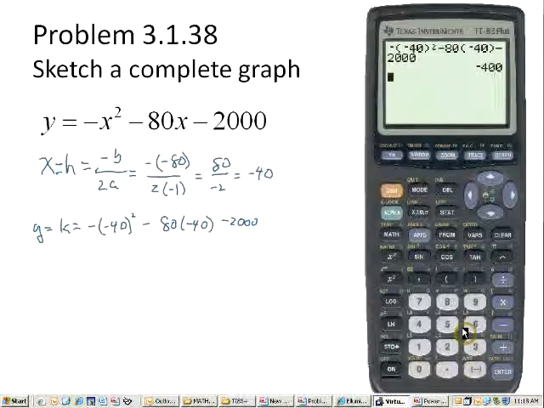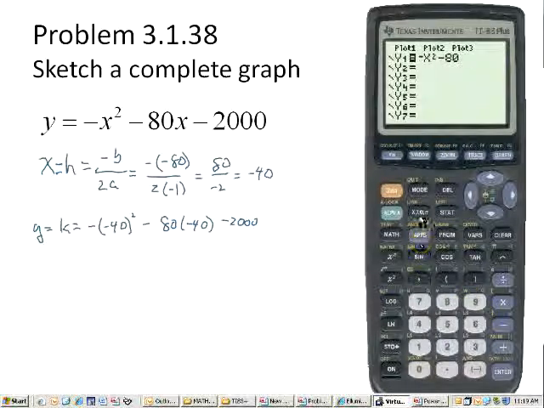So to look at a complete graph of this, everything is going to be negative on this. And so when I try to make a complete graph, we're going to put this into the calculator now. Let's put in our particular function. Our particular function is negative x squared, and then minus 80x and minus 2,000.